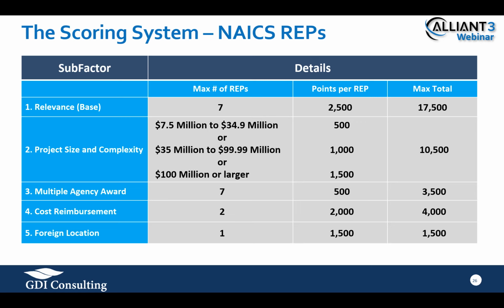And then foreign location, just one of the contracts. So again, if you can prove that one of the contracts was performed in a foreign location, you get 1,500 points. If you have more, you don't get more points. And foreign location does not mean Guam or Alaska or Hawaii. These are all considered U.S. territory. So everything outside U.S. territory, perhaps in Europe, Asia, Africa, those areas. So that's the scoring system for the next REPs.